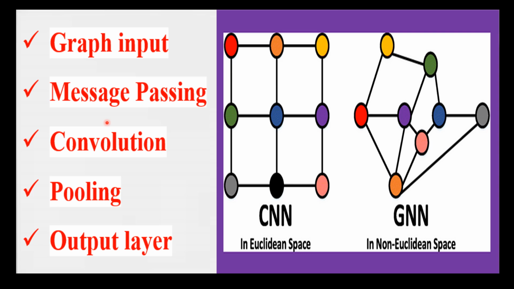And the final step is to output a prediction. So in the case of analyzing the relation between the players on a cricket team, the graph neural network might output a ranking of the players based on their performance, importance, and influence within the team.